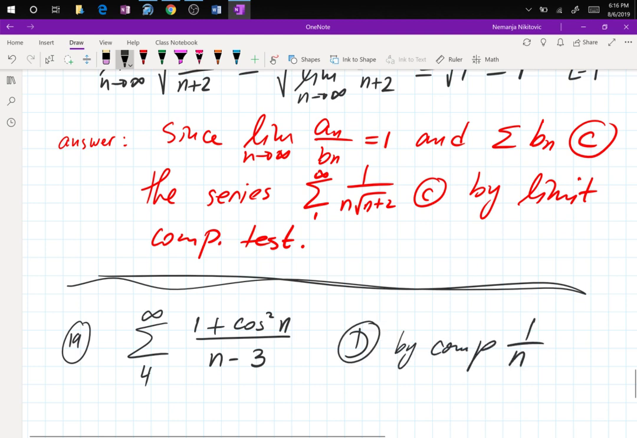comparison with 1 over n. Cosine can at most be 1. Therefore, the numerator can at most be 2. So the numerator is anywhere between 1 and 2, and we don't really care how much it is. So you're technically having, let's say, at most 2 over n minus 3, and that in comparison to 1 over n, which is harmonic, diverges. The whole problem diverges. So this was one of the exam problems, and it should take 2 lines to solve.